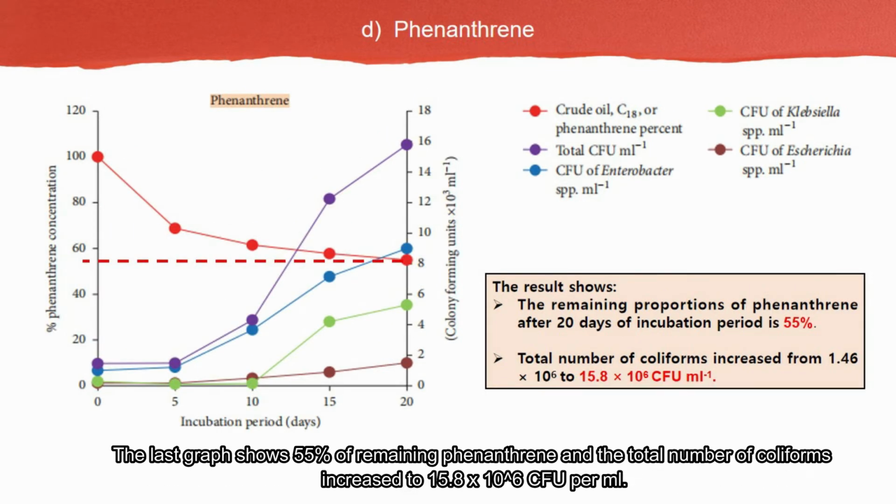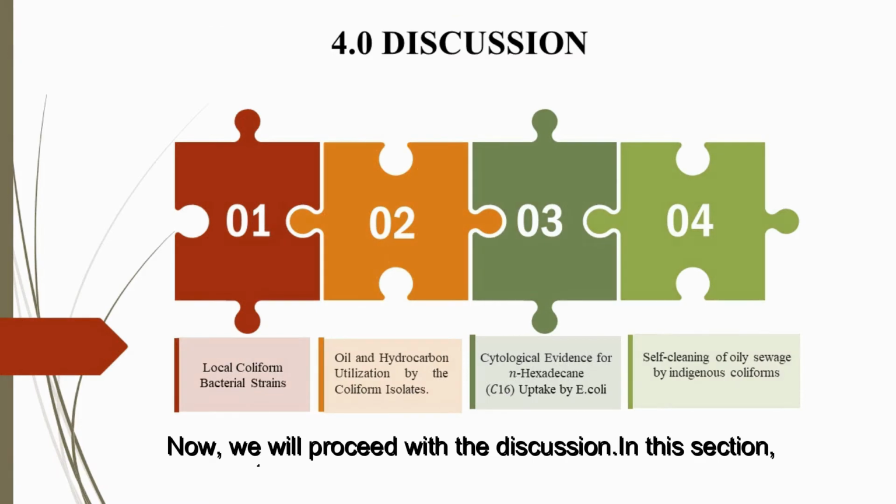The last graph shows 55% of remaining phenanthrene and the total number of coliforms increased to 15.8 times 10 to the power of 6 CFU per milliliter. Now, we will proceed with the discussion.